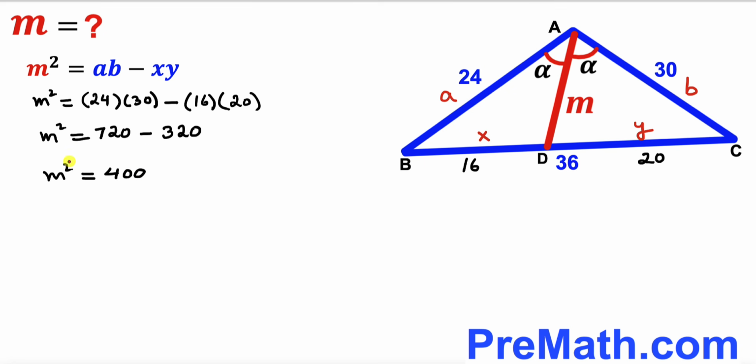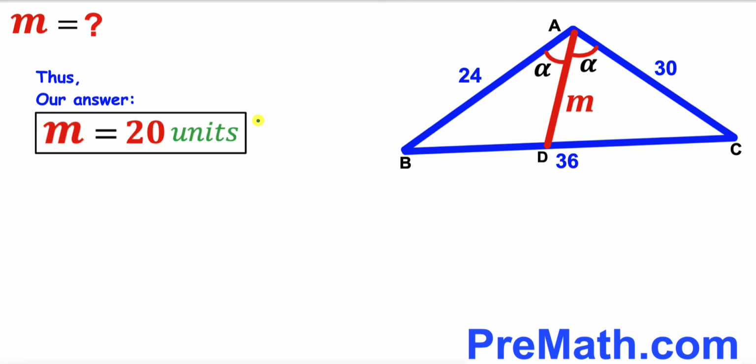And now I'm going to undo this square by taking a square root on both sides. So therefore we can see this square and square root cancel each other. So therefore our lowercase m value turns out to be 20 units. So thus after all the calculations and manipulations, our m value turns out to be 20 units. In other words, this angle bisector m value is equal to 20 units. And that's our final answer.